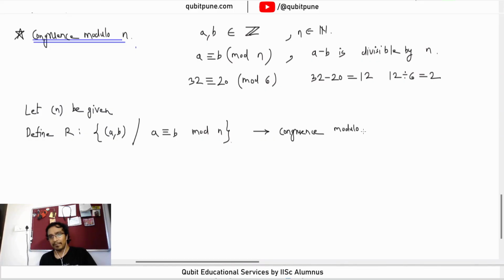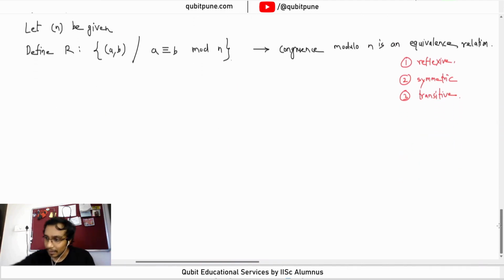Now how to prove that? Remember, proving any relation to be an equivalence relation involves 3 steps. What are those 3 steps? First step is that we have to prove that it is a reflexive relation. Secondly, we have to prove that it is a symmetric relation. And thirdly, we have to prove that it is a transitive relation. Correct? We know that. So let us start with reflexivity here.